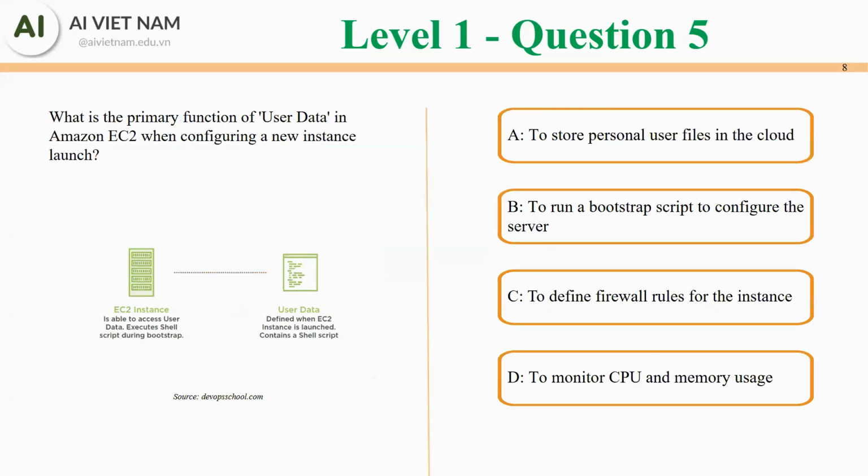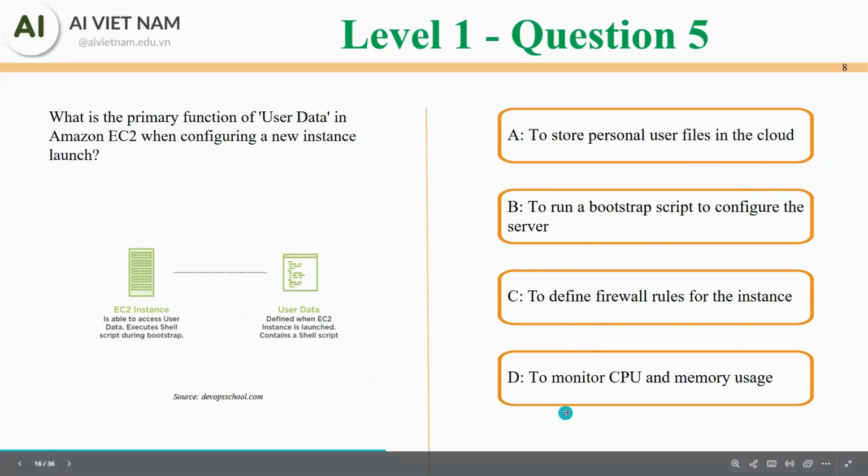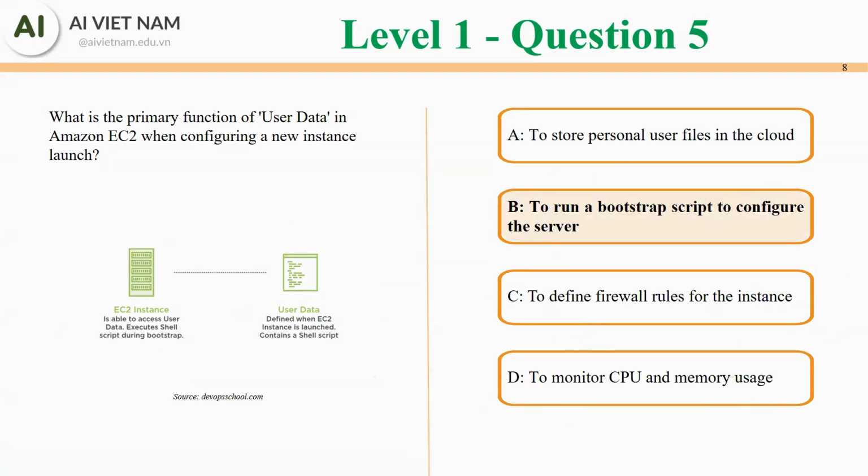Question 5. What is the primary function of user data in Amazon EC2 when configuring a new instance launch? A, to store personal user files in the cloud. B, to run a bootstrap script to configure the server. C, to define firewall rules for the instance. And D, to monitor CPU and memory usage. So the correct answer is B, to run a bootstrap script to configure the server. And you can probably guess it via this image.